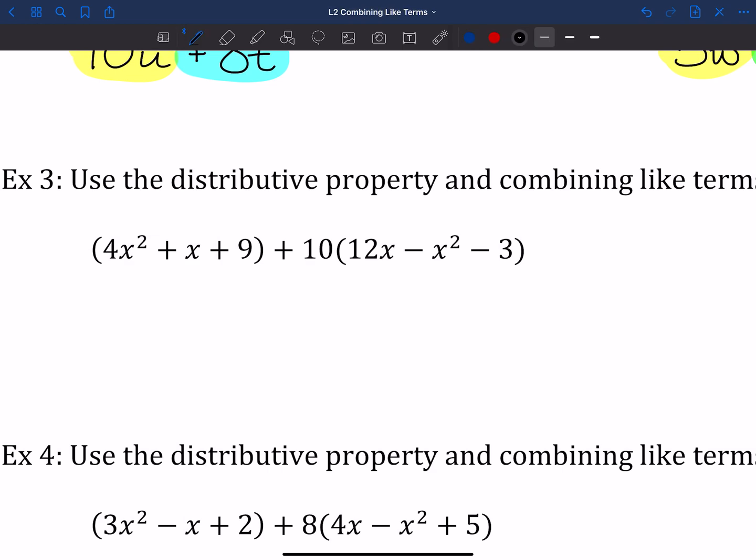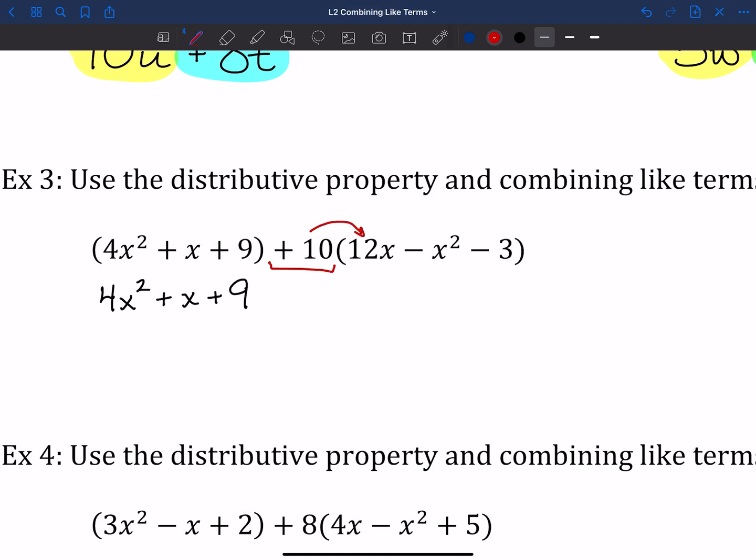If I'm looking at this problem, I'm noticing that over here, there isn't really anything to do. There is no distributive property that I have to do for that first set of parentheses. So honestly, I'm just going to bring it right down. 4x squared plus x plus 9. All right, cool. Done. After that, I'm taking a look at this second set of parentheses and how we've got this positive 10 that I'm going to then distribute into there.